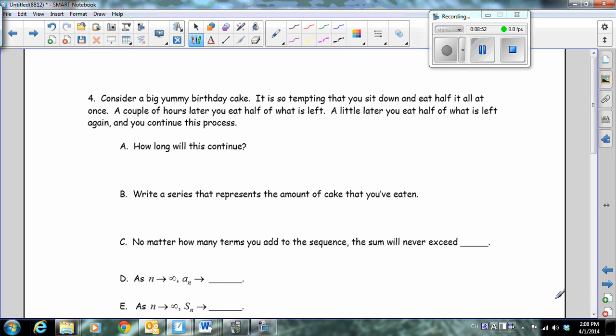Let's move on to the next problem. The next problem says, consider a big yummy birthday cake. It is so tempting that you sit down and eat half of it all at once. A couple of hours later, you eat half of what is left. A little later, you eat half of what is left again, and you continue this process. How long will this continue? To be honest, you will never finish the cake if you keep eating just half of what's left, because you will never eat the whole leftover. So it will keep going forever.